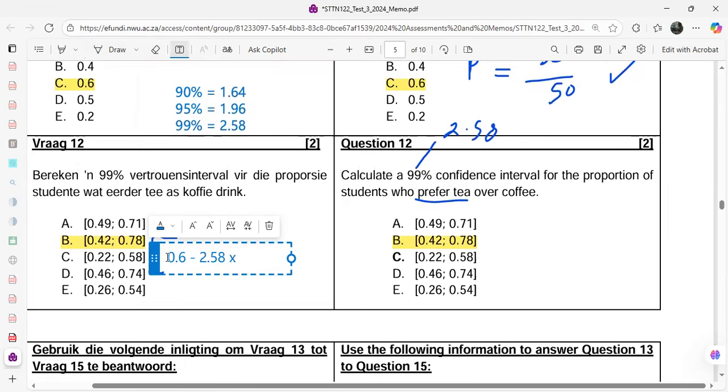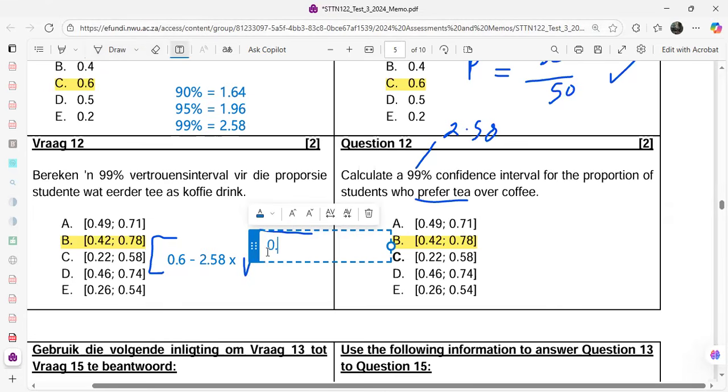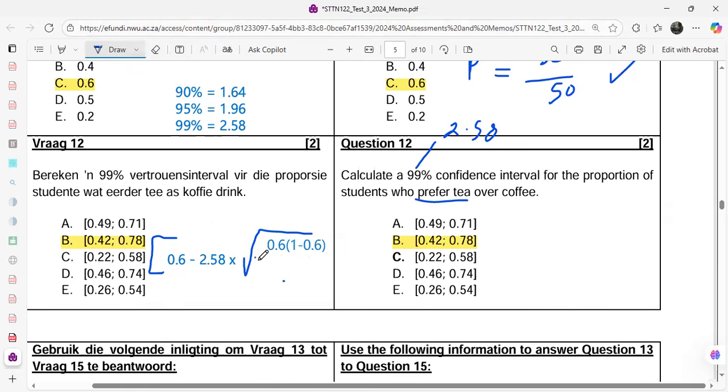Multiply by, then you have to do a square root. The square root of what? The square root of P times 1 minus P, where P is 0.6. So 0.6 into 1 minus 0.6. Then we have to divide the whole thing by n. And what is n? It's 50. And then it continues like this.